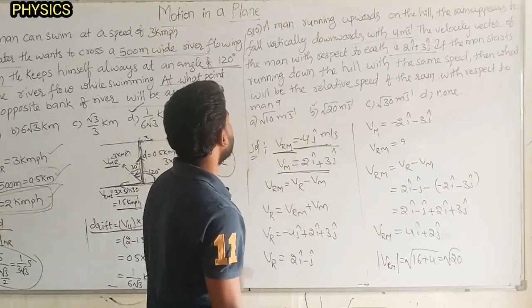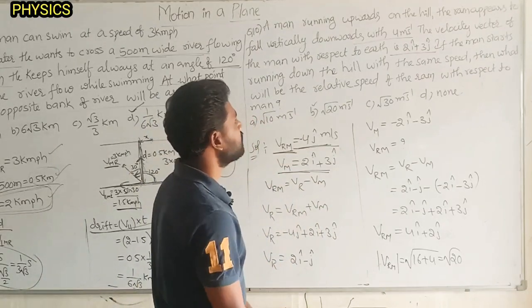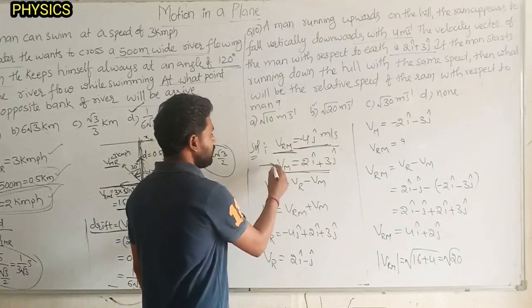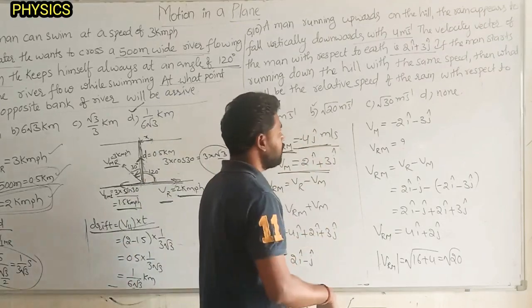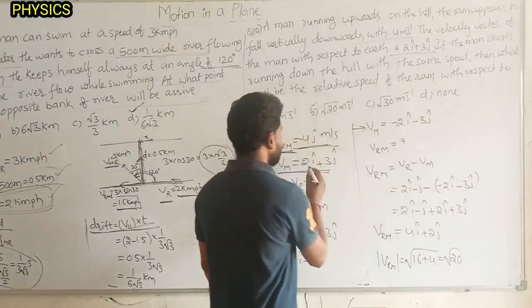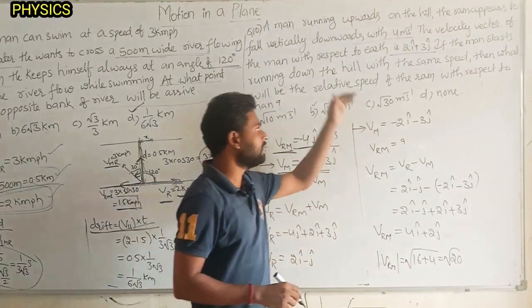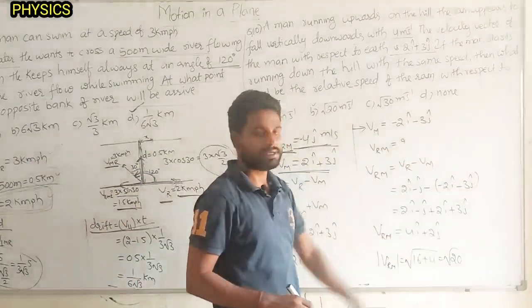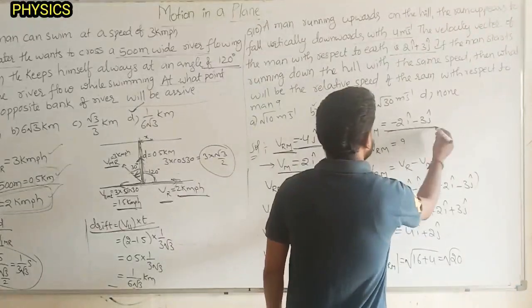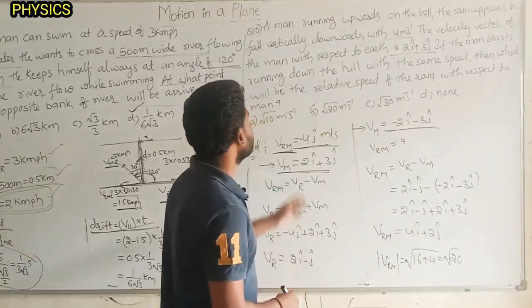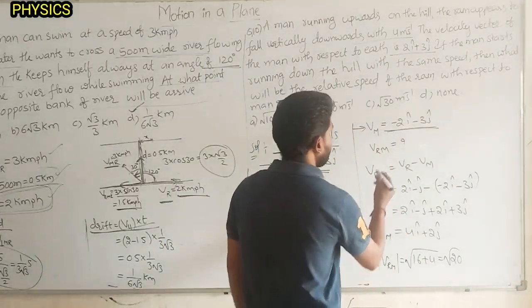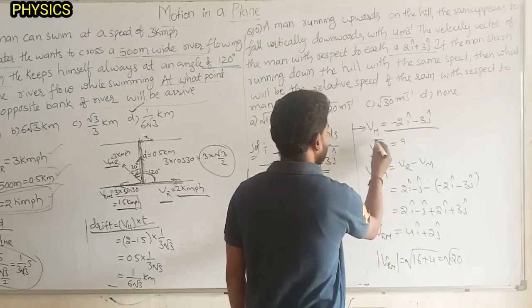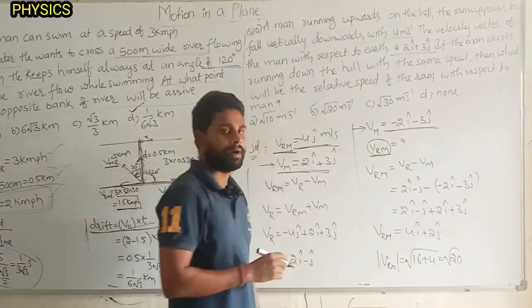Next, if the man starts running down the hill with the same speed: whenever he is going up, this is the velocity, and whenever he is coming down, the direction will be changed. That means plus 2i plus 3j while going up, and whenever he is coming down, minus 2i minus 3j. Same speed, but in the downward direction. They are asking for the relative velocity of the rain with respect to the man.